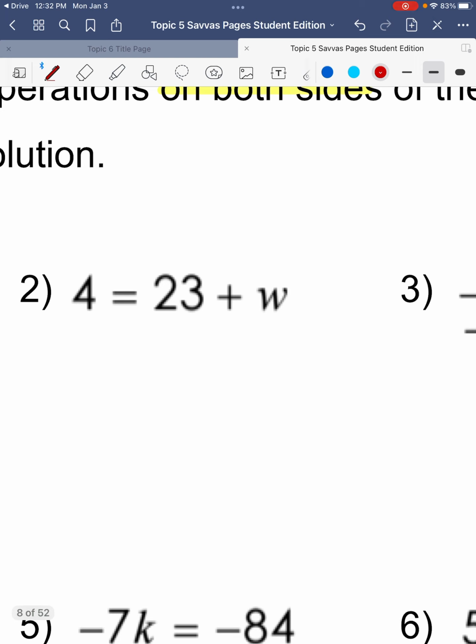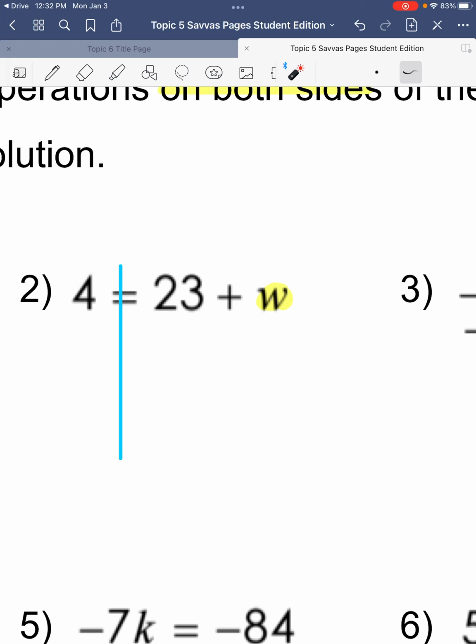Moving on to number 2. First things first, I'm going to draw a line through my equal sign. And now I'm going to locate my variable. It is this w right here. So I have 23 plus w. Well, my question to you is, what kind of 23 is that? Is that a positive 23 or is it a negative 23? And how do I know? Well, I know that this is a positive 23 because there is no sign telling me that it's negative. There would have to be a negative sign if it were negative.